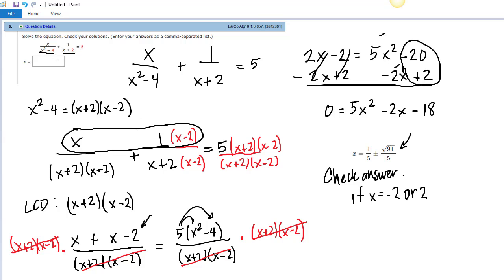So just make sure you understand that anything that can make the denominator 0 cannot be a solution. So that's what they mean here when they say check your solutions. So we would enter this in this way. We'll use a comma separated list. So in fact, we would type 1/5 plus the square root of 91 over 5, and then 1/5 minus the square root of 91 over 5.